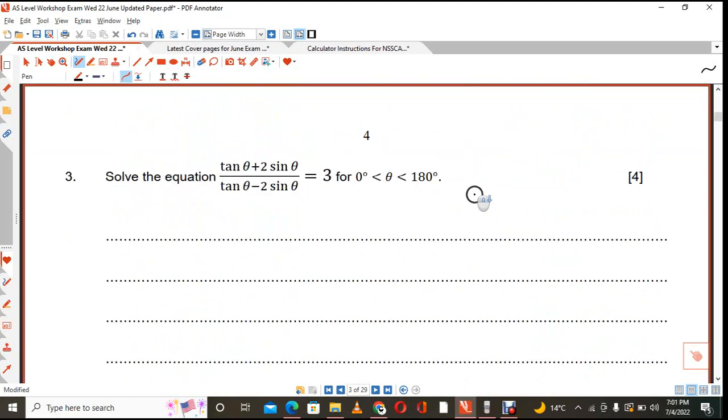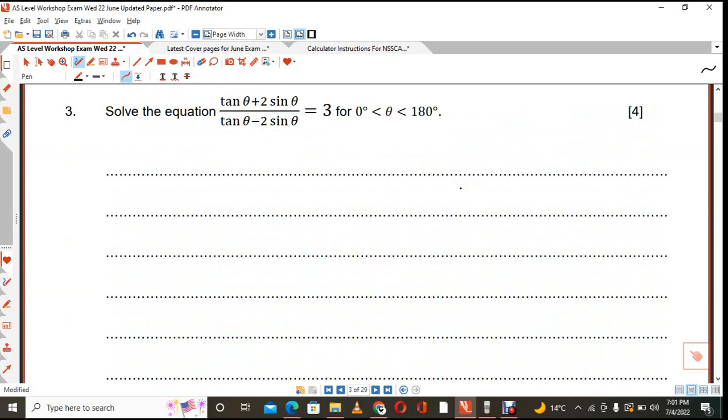Good. Next question. So we have got the equation here. We're supposed to solve this equation. That's 4 marks. Maybe I'll also explain to you how the marks work, but you should be quite familiar with the basic trig functions by now.